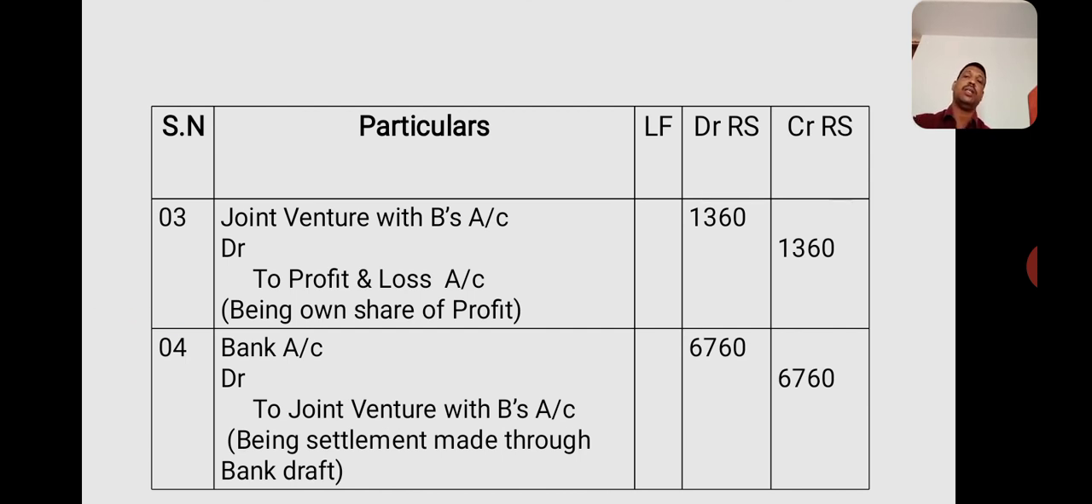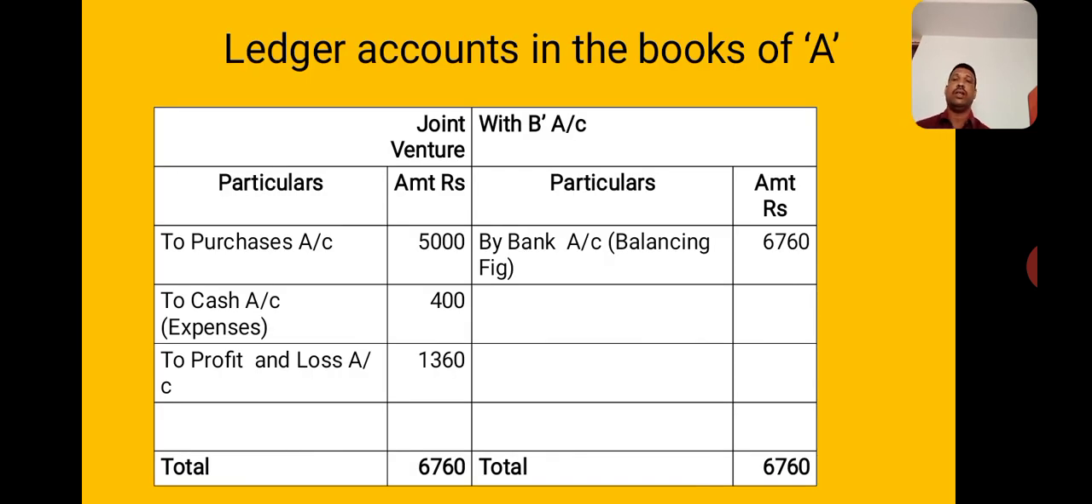So these are the journal entries. Okay, we already look at the joint venture with B's account. Here by bank account balancing figure 6,076 is shown. To purchase account 5,000, to cash account 400. One transactions only recorded in the books of A, joint venture with B's account. Purchase made by A 5,000 and expenses incurred by A 400, and then own share of profit 1,360. Here in a joint venture with B's account, the transactions affected by the co-venturer B are not entered in the joint venture with B's account.